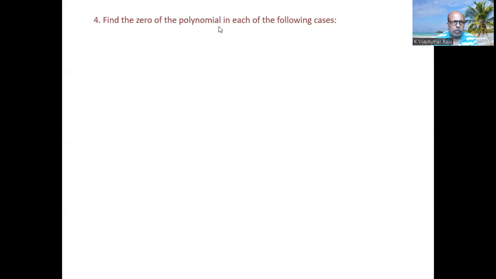Now find the zero of the polynomial in each of the following cases. Now see, this is slightly different. The zero of the polynomial is that value of the variable for which P of x is 0. Now let us see.